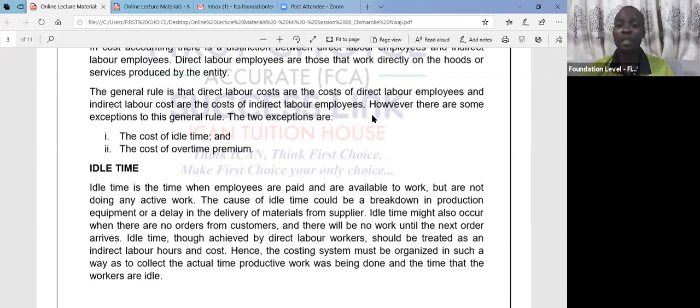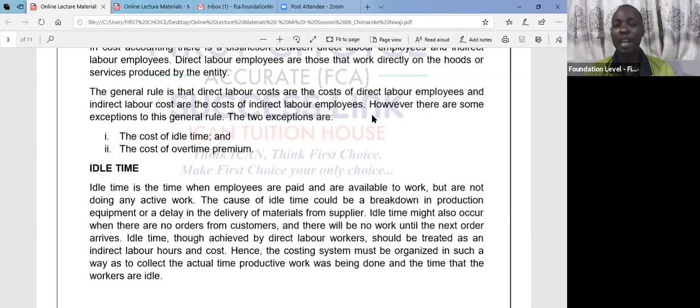Or it could be that customers have not given their orders. And so people who are taking their orders are just there doing nothing. No order has been registered by a customer. These are idle time. So now, mind you, direct laborers' cost, the cost of what you pay to them, should be called direct costs. But now there is an idle time. Idle time cost should not be called direct cost.